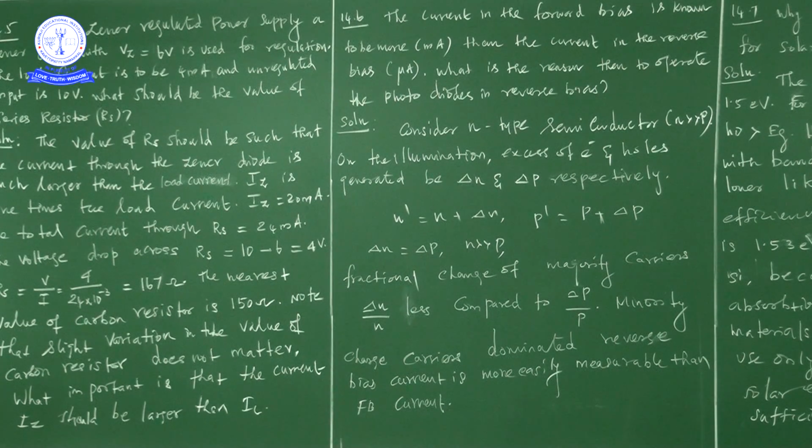In reverse bias the current is minimum, and in forward bias the current is maximum. So even though the current is minimum in reverse bias, why do we go for reverse bias when operating a photodiode? This is the question.